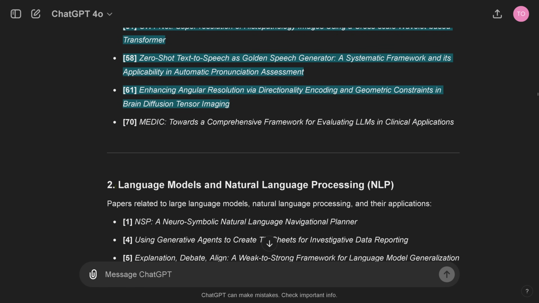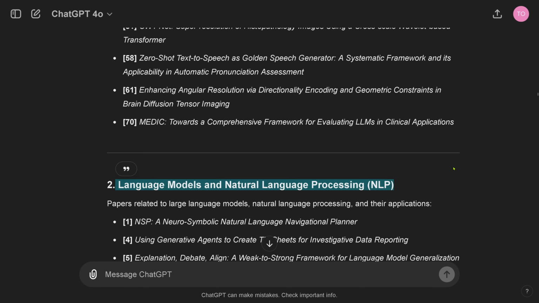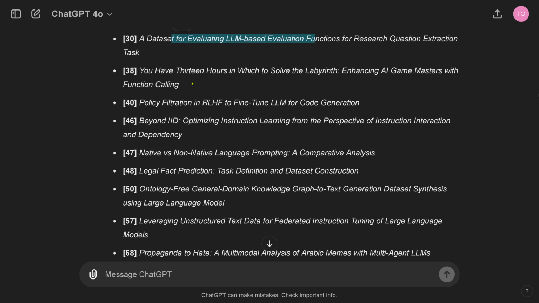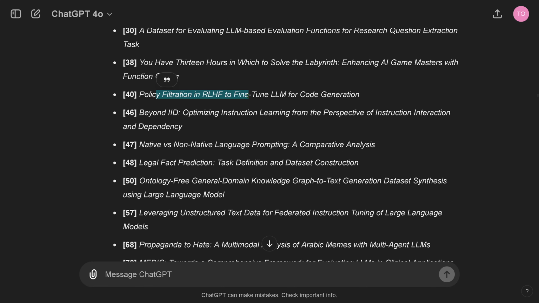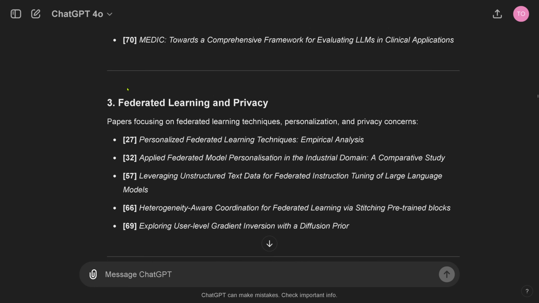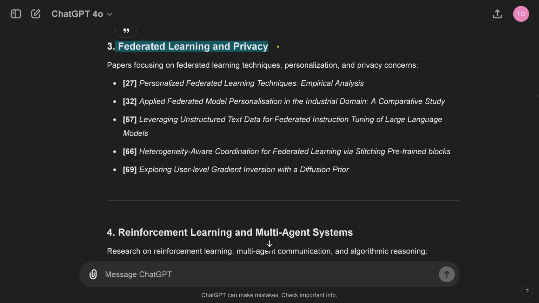And then it comes back and says, hey, second cluster identified is the language model and the natural language processing. Large LLMs and their application. Neurosymbolic natural language navigational planner. Explain, debate, align, evaluating agents and setting up. Database for evaluating LLM-based evaluation. Function calling, policy filtration for reinforcement learning from human feedback, fine-tuning LLM. You see, nice. Then, third cluster is federated learning and privacy.